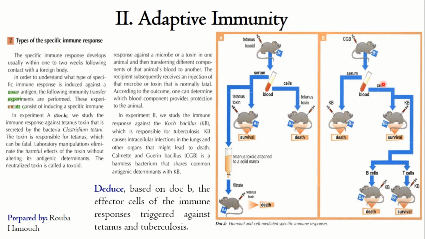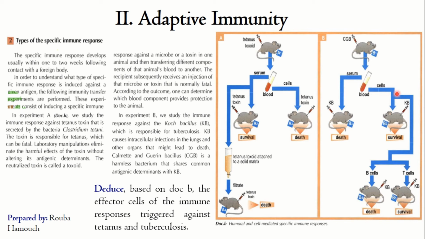Now, the cells extracted from the blood of the immunized mouse B1 injected to a mouse B2 receiving Koch bacillus, the mouse B2 survives. This indicates what? This indicates that the effectors of the immune response against tuberculosis are the blood cells and not the serum.